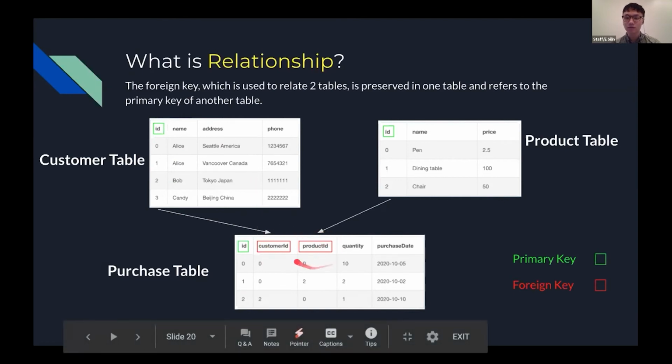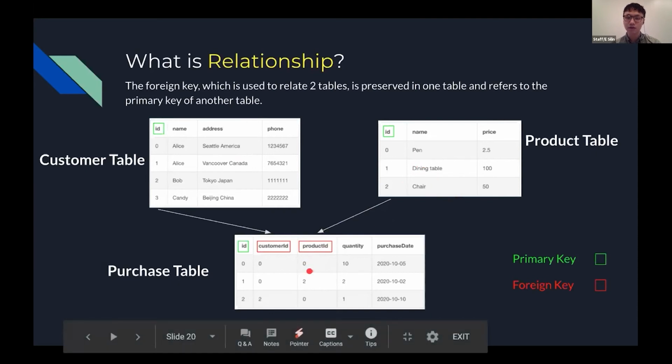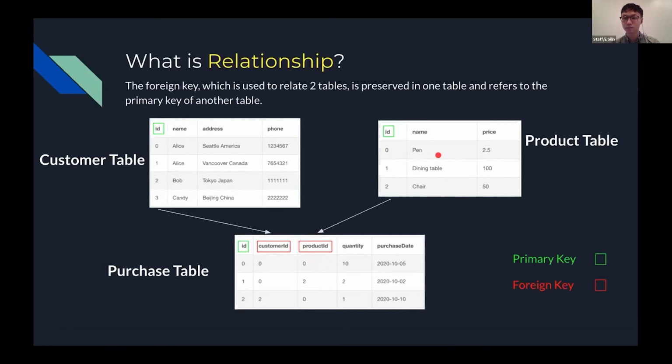And it's the same for the product ID here. This is also a foreign key, and it is related to the ID in the product table. So we know that the number 0 here means the number 0 product in the product table, which is a pen. And the price is $2.5.